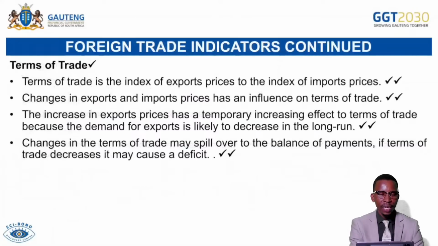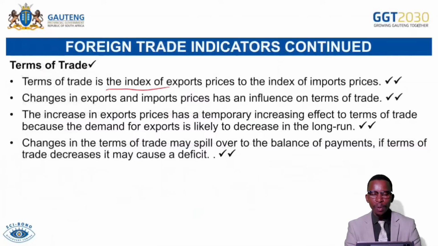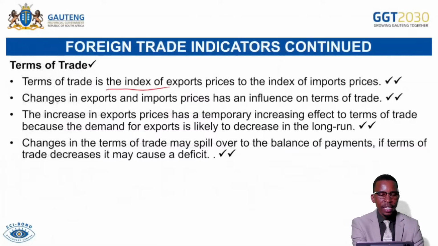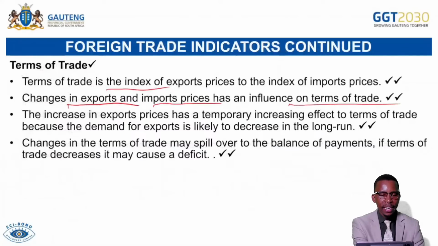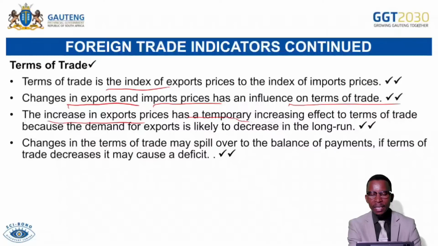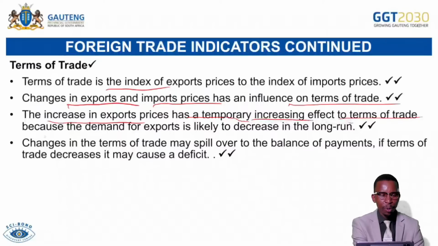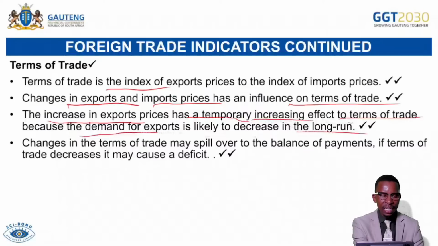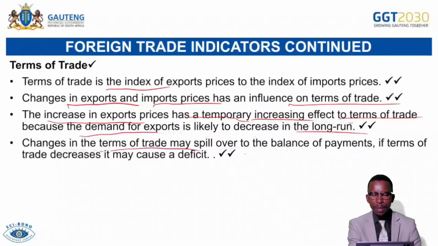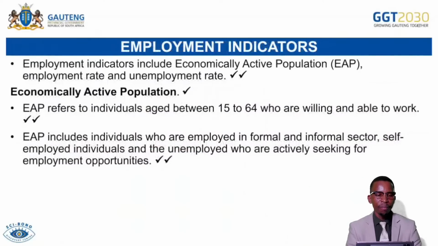Terms of trade. Terms of trade is the index of export prices to the index of import prices. Changes in export and import prices have an influence on the terms of trade. An increase in export prices has a temporary increasing effect on terms of trade, because demand for exports is likely to decrease in the long run. Changes in the terms of trade may spill over into the balance of payments. If terms of trade decrease, it may cause a BOP deficit.